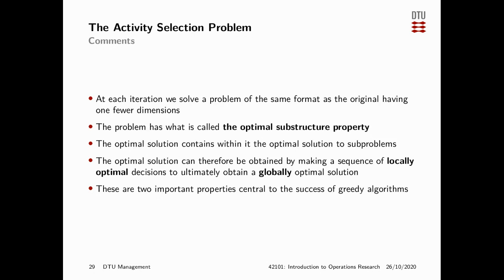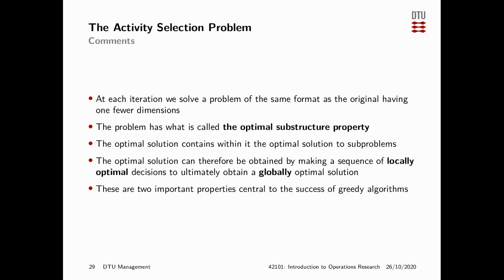So some comments on the activity selection problem. At every iteration of this greedy heuristic, we are solving a problem of the same format as the original problem, having one fewer dimensions, right? We are adding an activity to our solution, and then the next step or subproblem in the heuristic is considering a smaller version of the same problem.